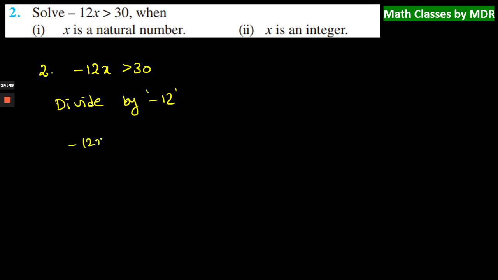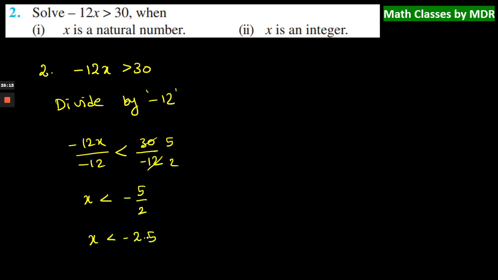So we will get minus 12x by minus 12. When you divide by minus 12, what about the sign? The sign will change, right? So 30 by minus 12, so this is 6, 5 and then 2. So this is minus 5 by 2. Minus 5 by 2 means x less than minus 2.5.